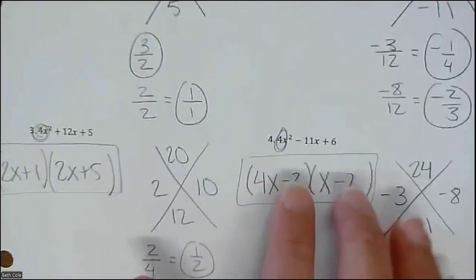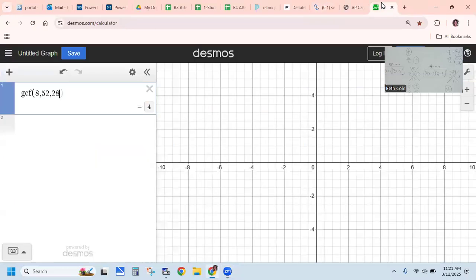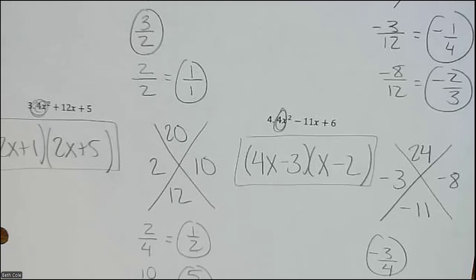For example, look back here at number 4. Say I wasn't sure if there was a GCF. You can just type GCF and then the numbers. So what was it in number 4? 4, 11, 6. See how all it says is 1? Means there isn't one. So you can just always test it and see if it works. Does that make sense? Just always look for a GCF first, just in case there is one.